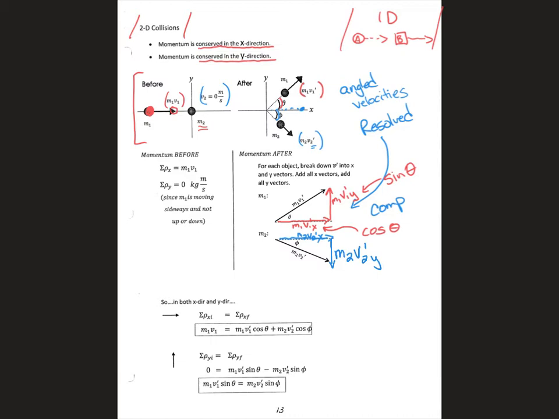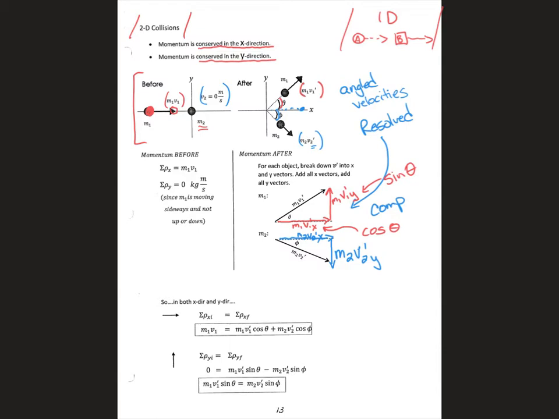Now, hopefully you notice that the two y components, the red one for mass 1 and the blue one for mass 2, are in opposite directions. So one of these is going to have to be positive. The red one's going to be positive, and the blue one's going to be negative. On the other hand, the x momentums for both of them remain positive. They both keep moving in the forward direction.